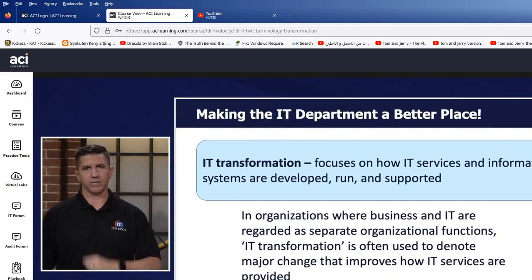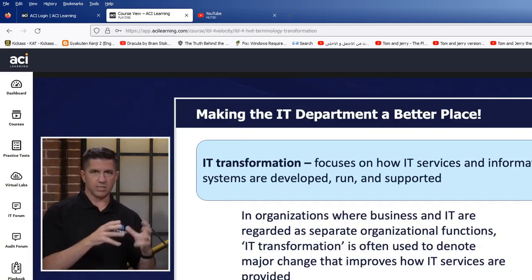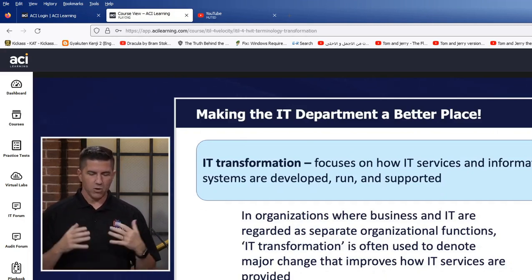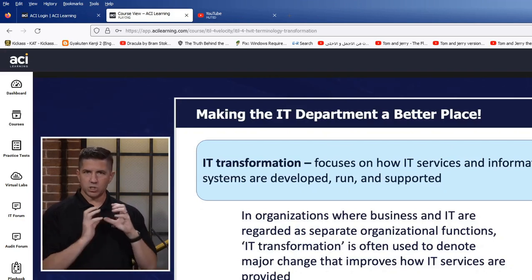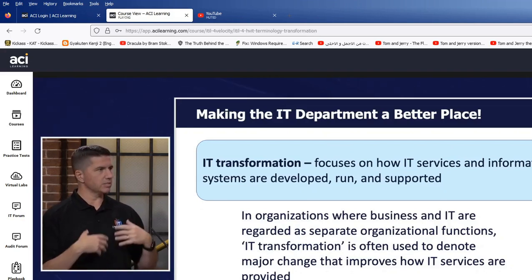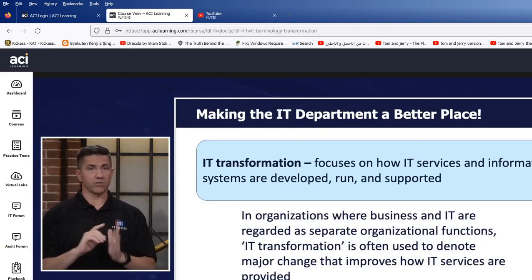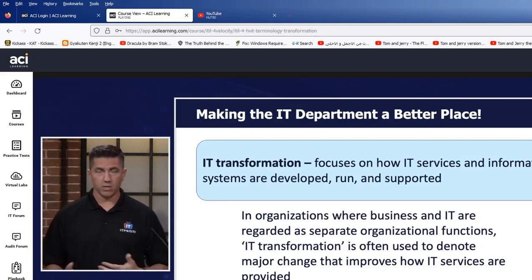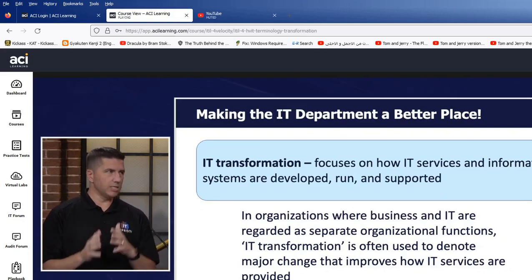So in organizations where business and IT are regarded as separate, so you have the IT and then you've got the other elements of the business, and they're kind of considered separate organizational functions, that's why they use IT transformation. They're going to say, look, this is just about what's happening in the IT department. This is what's happening in the IT organization. We're not really talking about all the other stuff that we're doing with marketing or sales or finance or HR or any of those types of things. No, we're just talking right here about the IT department.